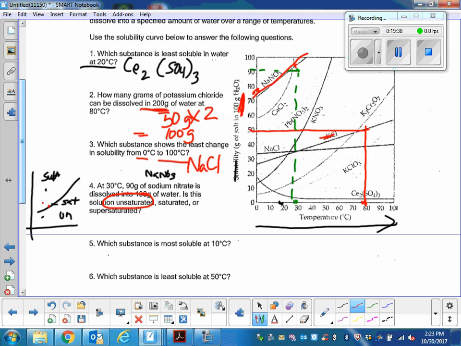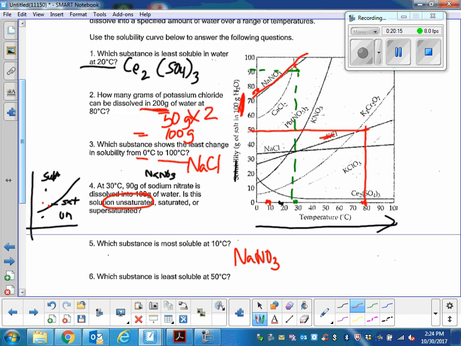Okay. Which substance is most soluble at 10? What do you think is the answer to that question? NaNO3. Is that right? So you go to 10 and look up which is the substance that has the highest solubility. How did you get it? I looked at 10 and I looked at which substance has the most solubility. Everything is less than that. Oh, so this is the most.